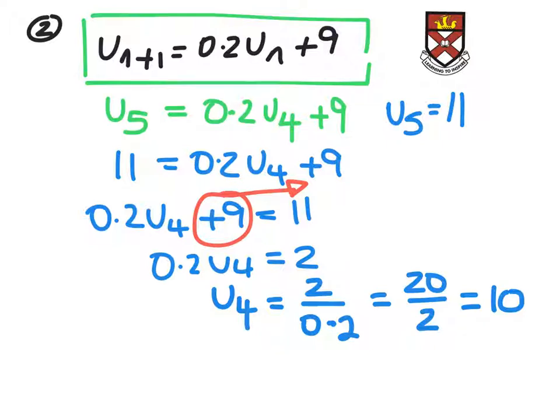Now if I repeat that whole process again, but this time I have u4 is equal to 0.2 of u3 plus 9, and do this whole blue section again, that should let me work out what u3 is.